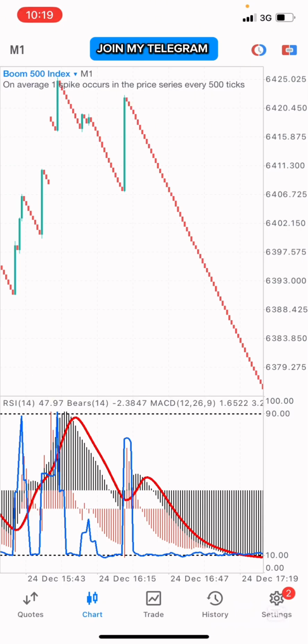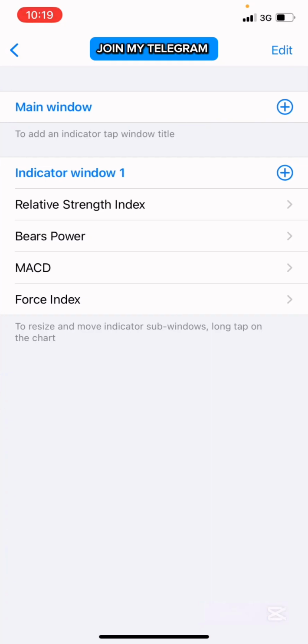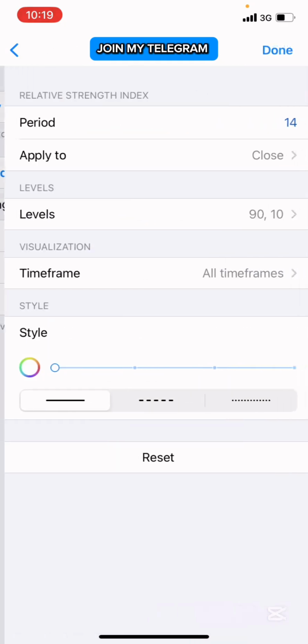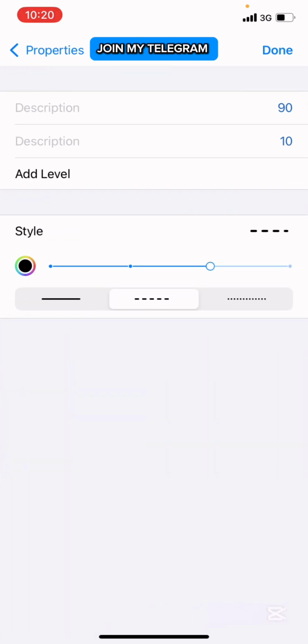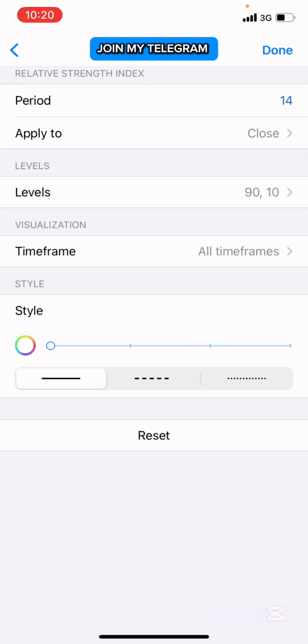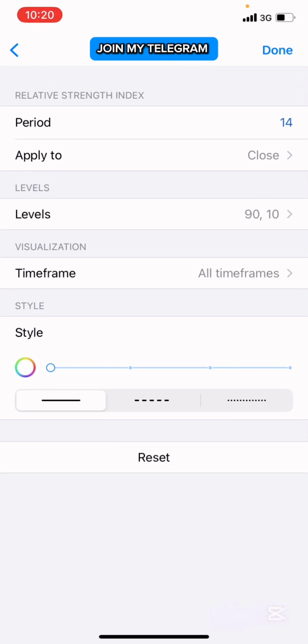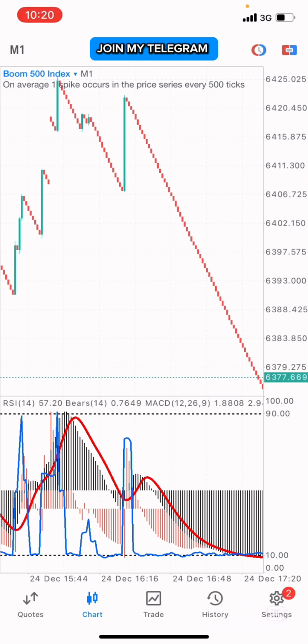Okay, now we'll go over to the indicator section, which is this F line right here, and you put on the relative strength index on indicator window 1. You put the period on 14, you apply to close. All right, the level is going to be on 90 and the level of 10 on 3 pixels with the color black. Then you put the style right here on 1 pixel with the color white, the color of your screen. You apply to all time frames, then you click on done.